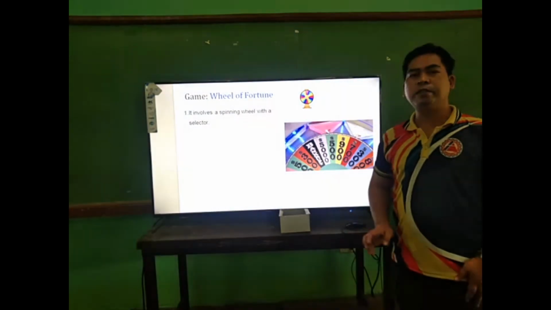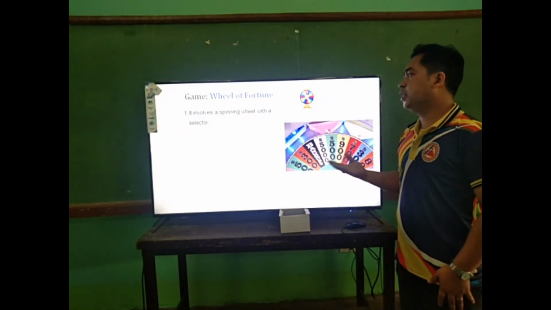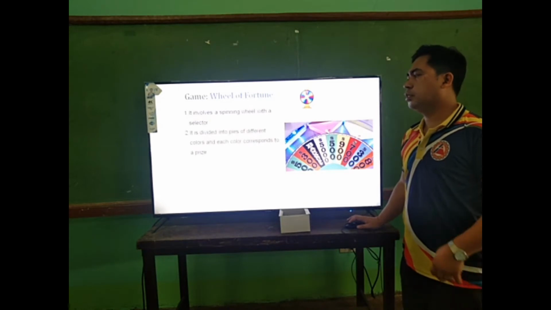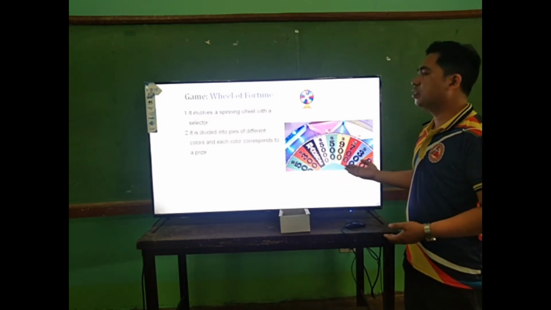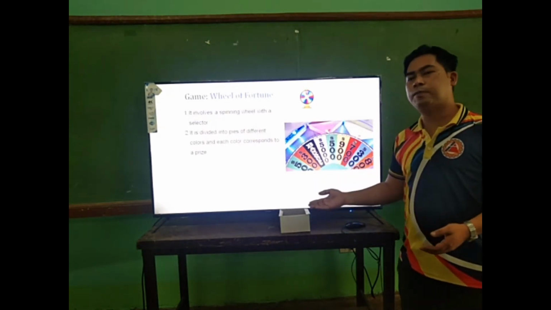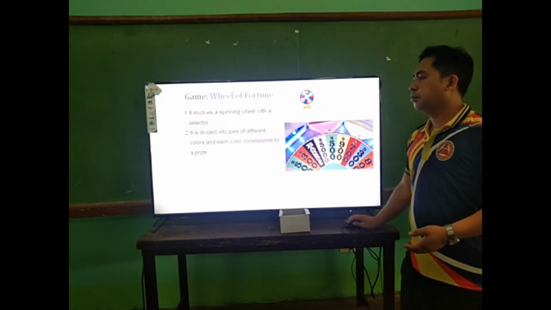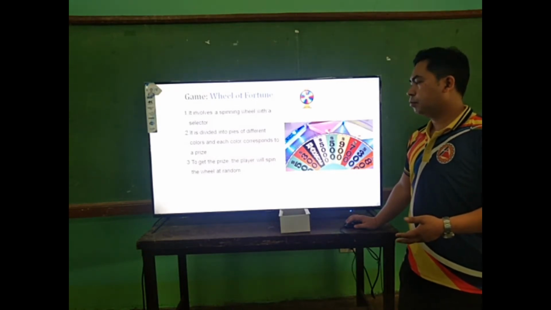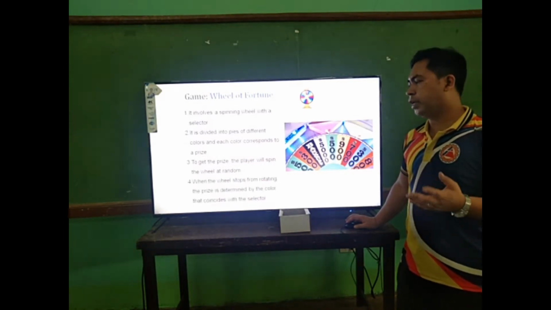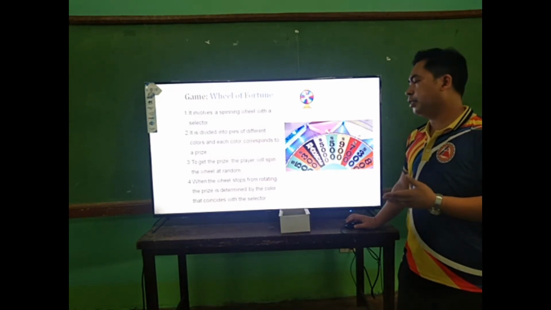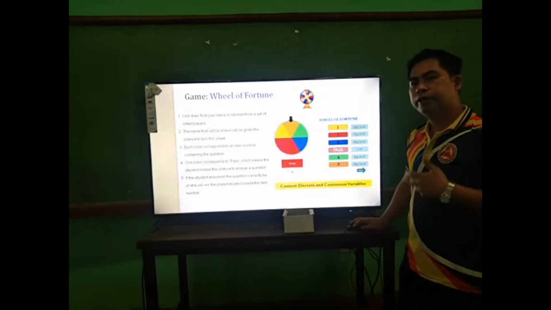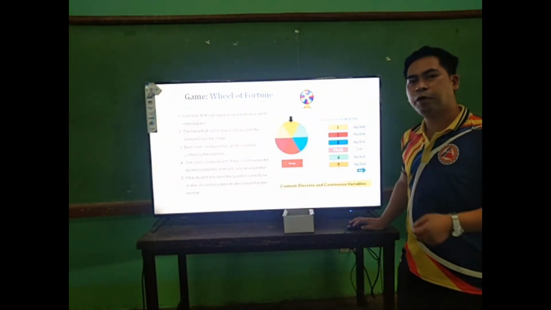The Wheel of Fortune consists of a spinning wheel with a selector. It is divided into pies of different colors, and each color corresponds to a prize. To get the prize, the player will spin the wheel at random. When the wheel stops rotating, the prize is determined by the color that coincides with the selector. Are you now ready for our game this morning?